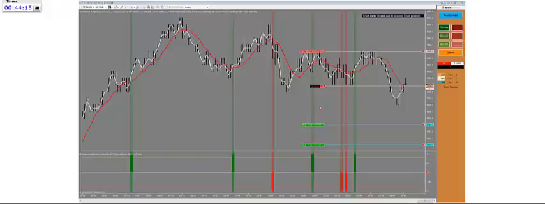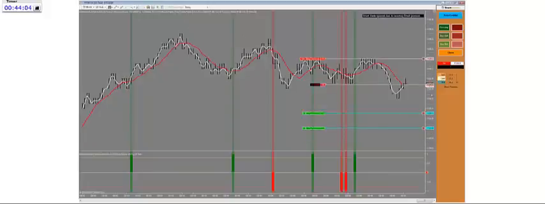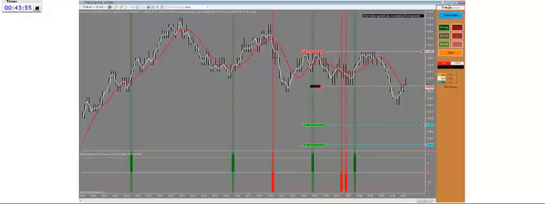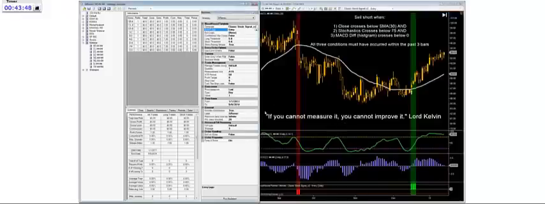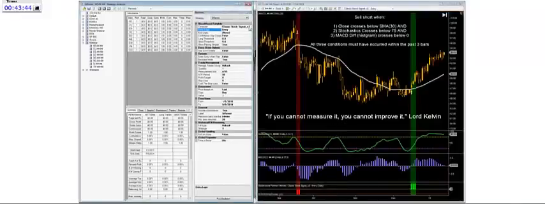So you can use Bloodhound to semi-automate the entry, and then you can trail your stops manually, you can move your targets, whatever you have to do to manage that trade manually. And you can use NinjaTrader's ATM, advanced trading management. So all these different things that you can do with this program. I think it's really, really cool. Now I'm going to move in a little bit more complex. This is still quite simple, but this is the system that we're looking at.